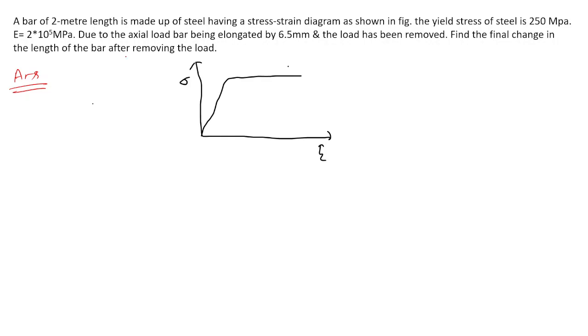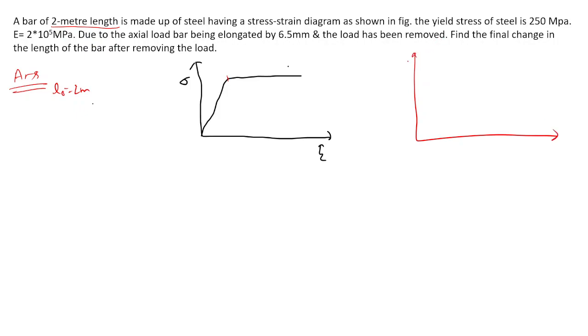Okay, we will start. Here the length of the bar is given already. So L naught is 2 meter here, and it is made up of steel, and the stress strain diagram is given. So from here to here, it is the elastic zone. And I want to tell you one thing.